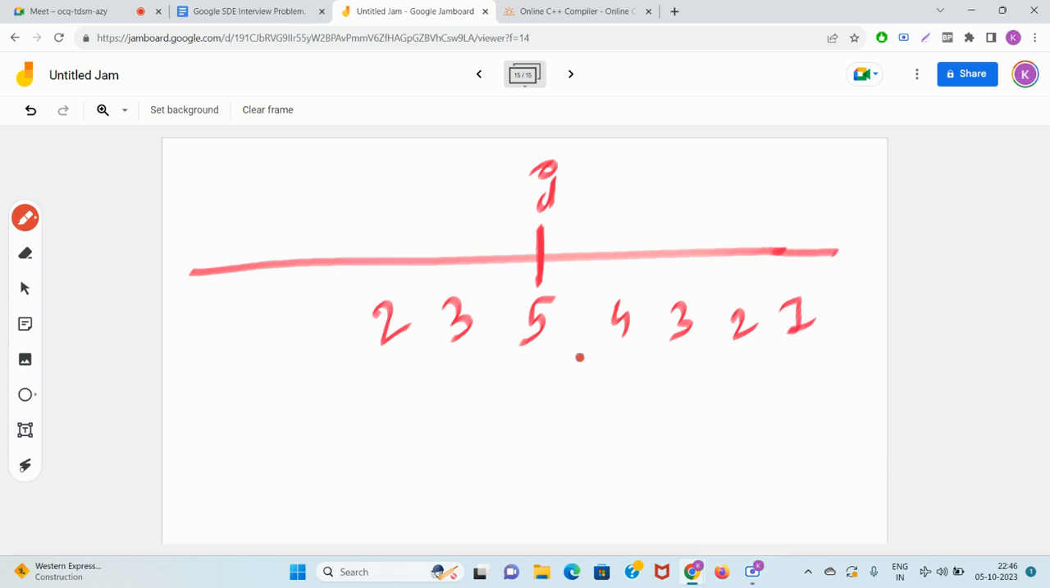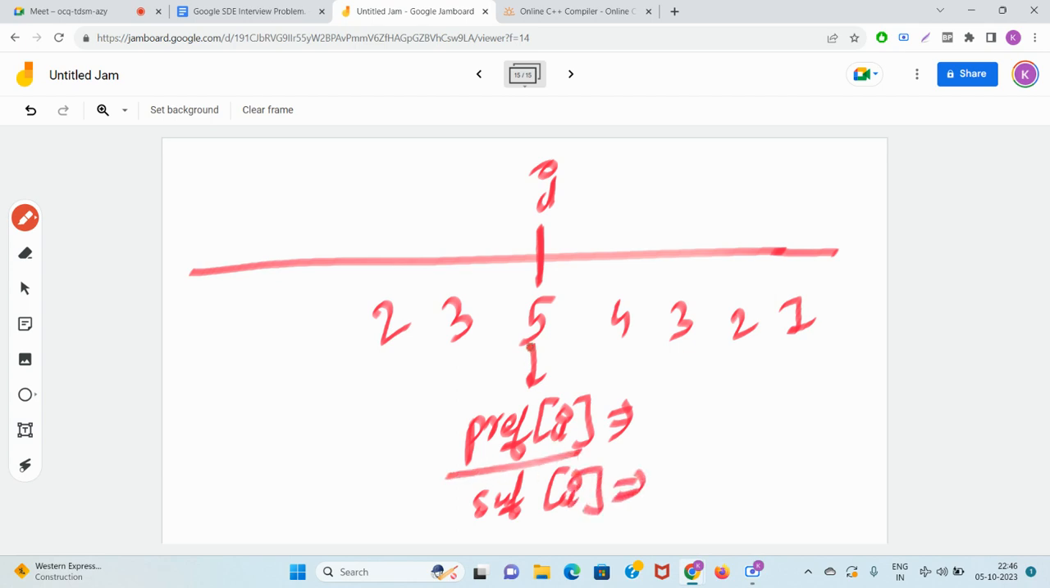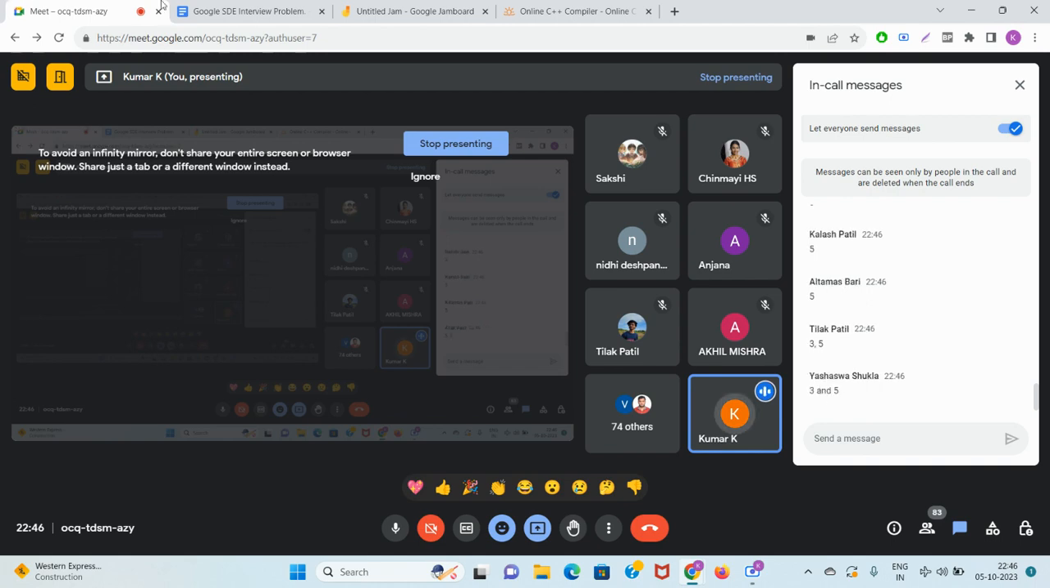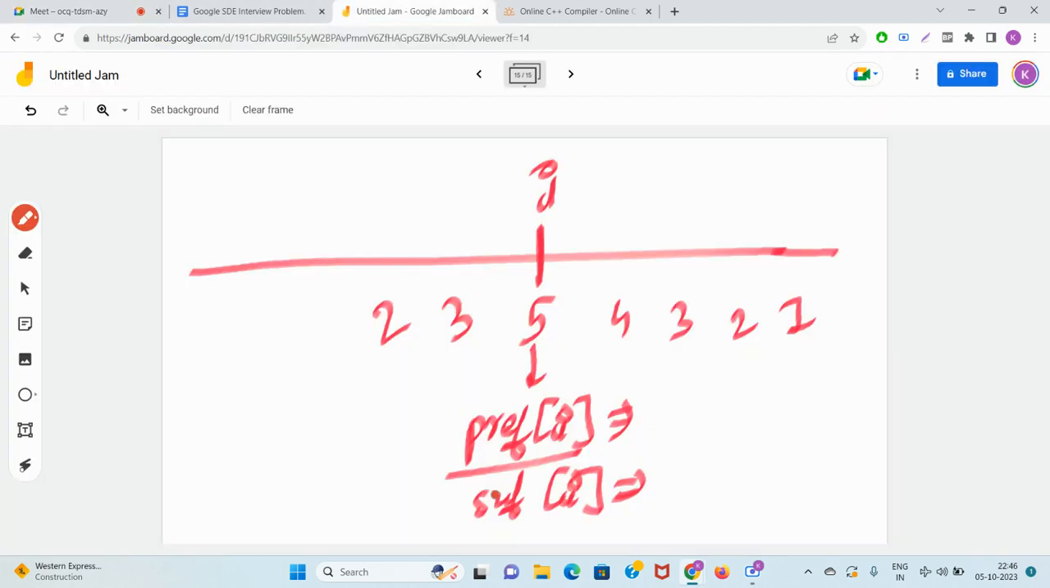ये आपका array है गाइस। कोई मुझे बता सकता है at this index what will be the value of pref of I? pref of I की वैल्यू क्या होगी और suff of I की वैल्यू क्या होगी, बताओ? What is the largest increasing array ending at index I? जल्दी लिखो, क्लियरली लिख के बताओ। pref of I equal to this, suff of I equal to this.